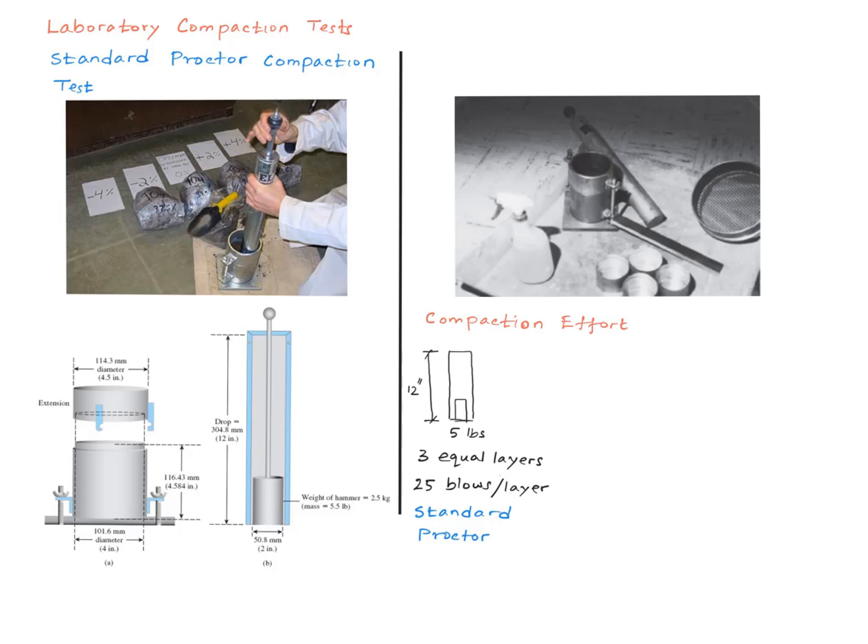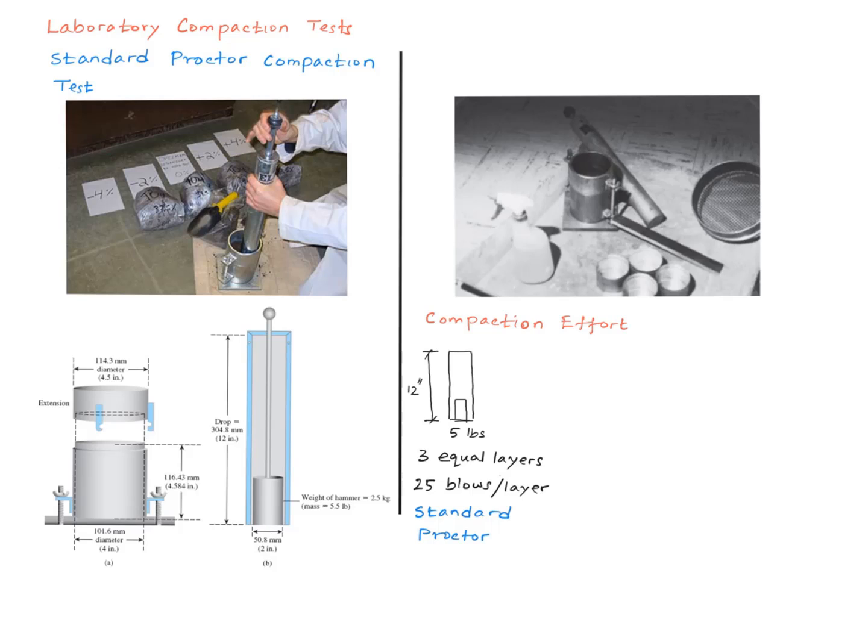So what does it mean? This picture right here summarizes the variables associated with the standard Proctor compaction test. The drop height is 12 inches, weight is 5 pounds. We compact the soil in 3 equal layers, and for each layer we apply 25 blows. And this combination represents a specific level of compaction effort. So basically it's the amount of energy that you put into the soil in order to compact it.